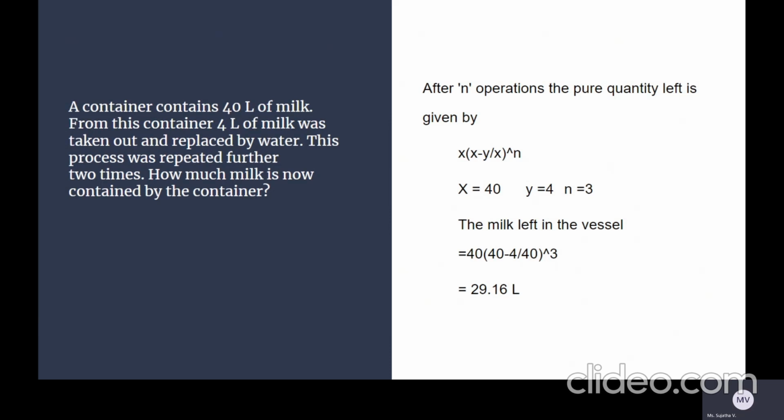It is 3 times. In this particular question, don't get fooled by this 2 times. Already 1 time it was done, and then 2 more times. So totally it has been done 3 times.